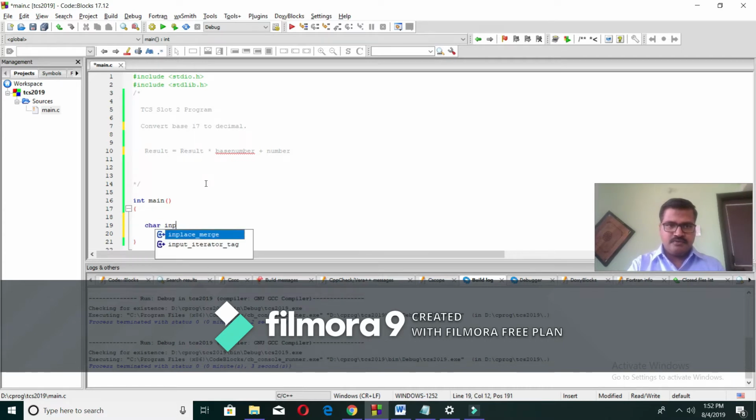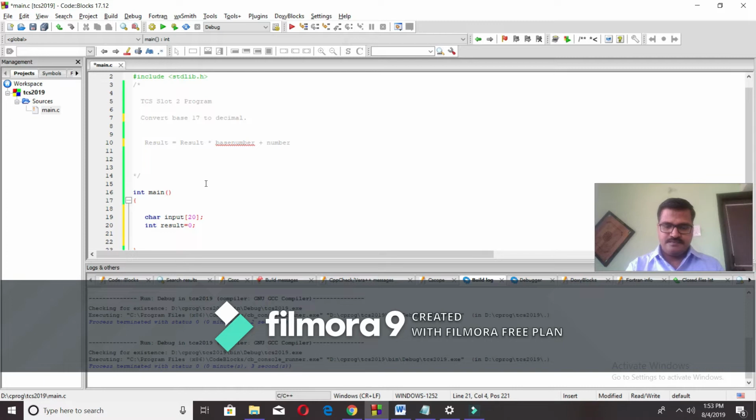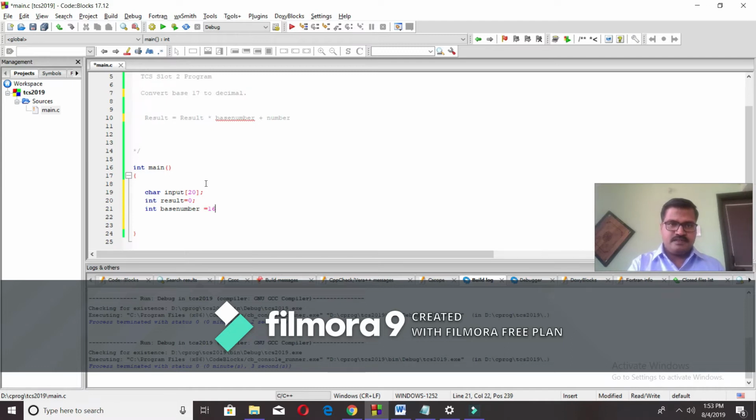Initially take the input as a character array of max 20. The result will be available in an integer. And the base number: now I want to convert a hexadecimal number, 16; if you want to convert base 17, you can take 17. The result will be available there. Now let us first scan the value, which is a string.